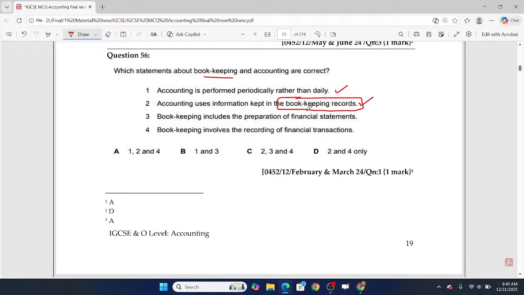Subsequent statements are prepared. Bookkeeping includes presentation of financial statements. Incorrect. Bookkeeping involves recording of financial transactions. Yeah, of course, transactions are going to be recorded in bookkeeping. This one also correct. So 1, 2, 4 correct. So A is the correct one. Is that clear?